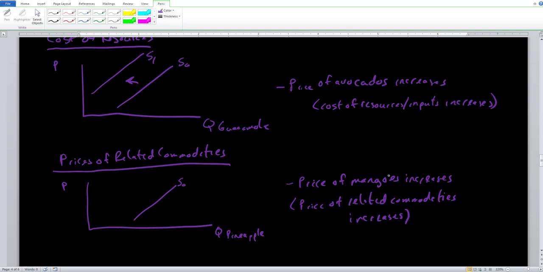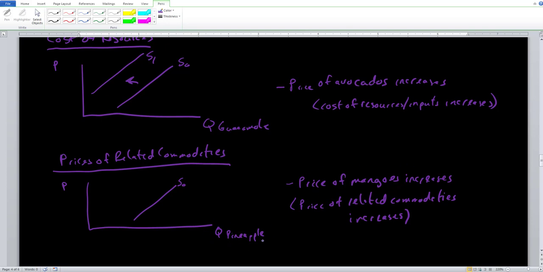So if the price of mangoes goes up, it tells you that the price you're receiving for growing mangoes has gone up. So given a choice, if the price of mangoes increases compared to the price of pineapples, what are you more incentivized to start growing as a farmer? Mangoes or pineapples? You're going to want to start producing or farming more mangoes instead because the price you're receiving is relatively higher.